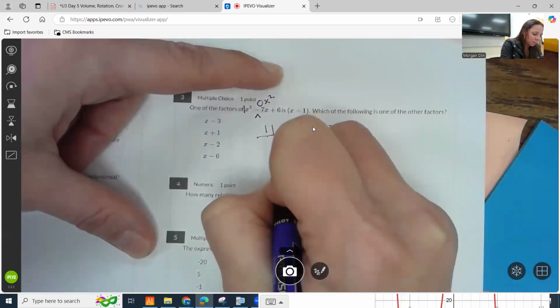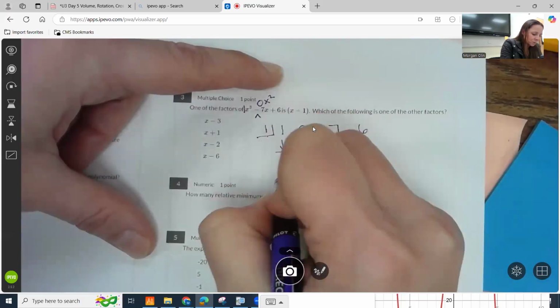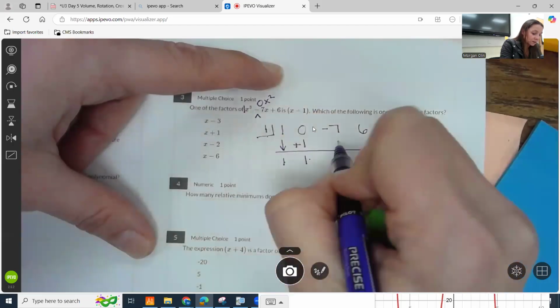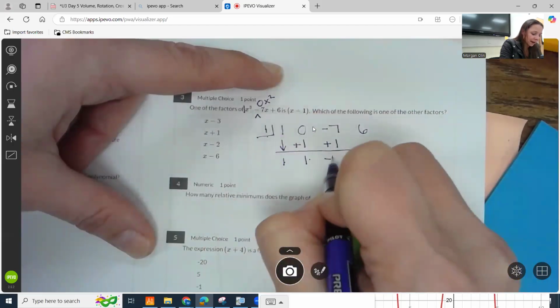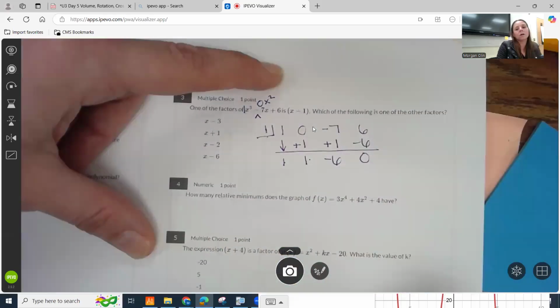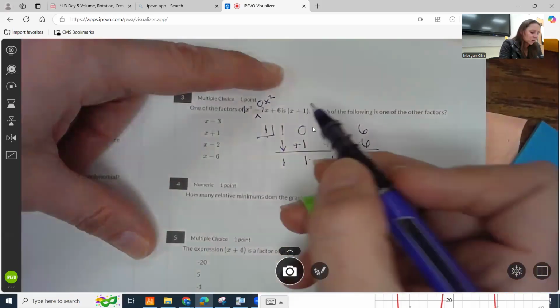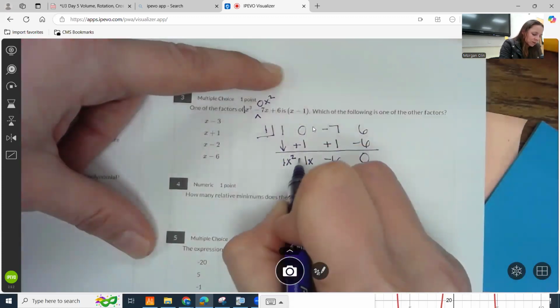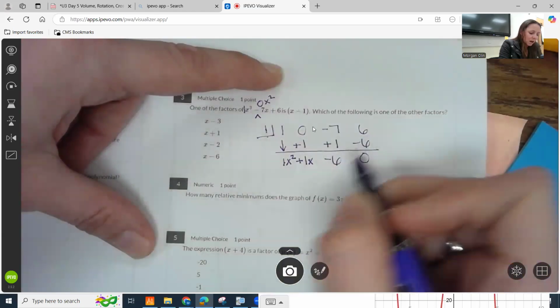The first step is drop your 1. 1 times 1 is 1, and now we add this. That gives me 1. 1 times 1 is 1, and when we add this, I get -6. 1 times -6 is -6, so I get 0. Now, if this started with x cubed, I'm going to start this with x squared, and then that's x. Anywhere there's not a sign, put a plus sign.